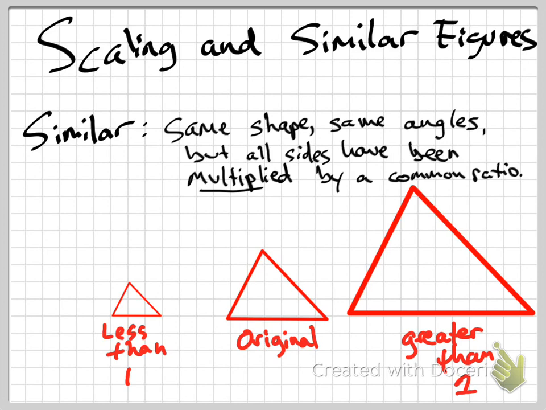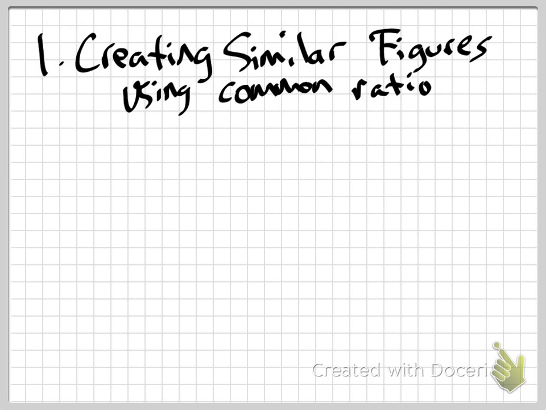Now that we understand what similar figures are, let's talk about what we're going to do today. We're going to break today down into 3 different steps. The first step is going to be how we can create similar figures using that common ratio. Again, a common word that we use for common ratio is the word scale factor. So you may hear that term or see that on some of your homework.